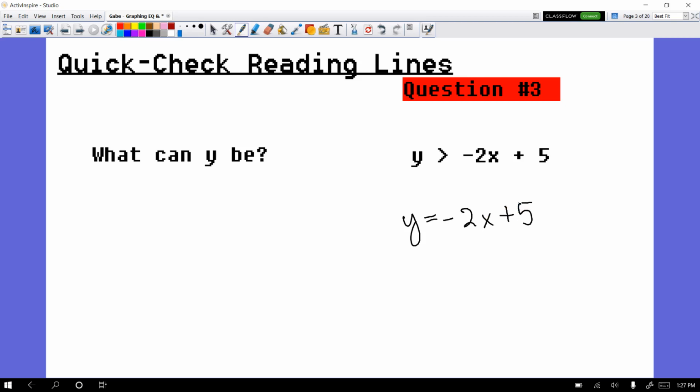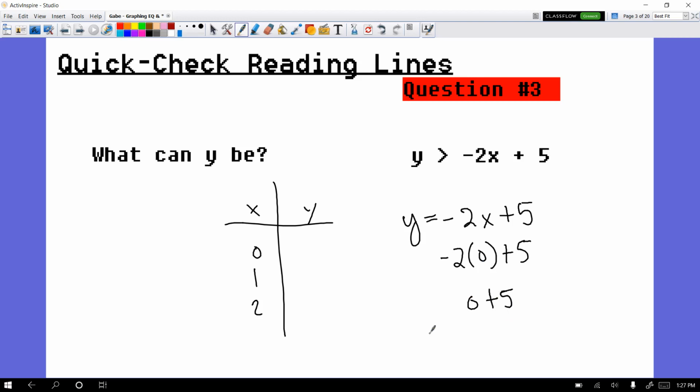So I'm going to go and make an X and Y table. And let's see if we can make some true statements, okay? Negative 2x. All right, so I'm going to take an x value 0. Okay, I'm going to sub it in. So negative 2 times 0 plus 5. Following the order of operations, multiplication will come first. So negative 2 times 0 is 0. Now we have 0 plus 5. That means y equals 5.